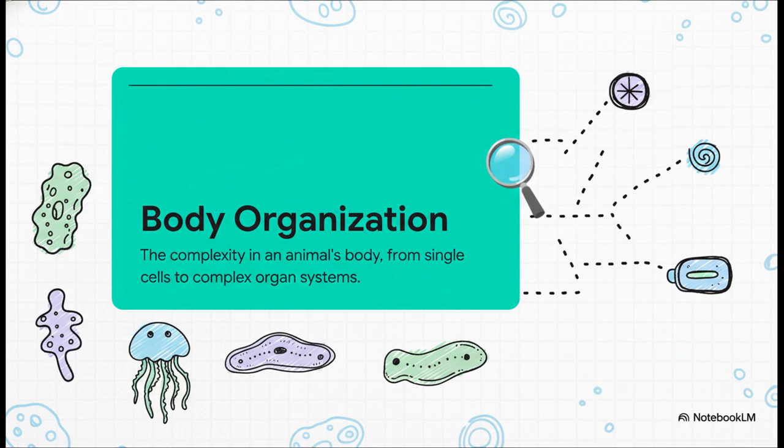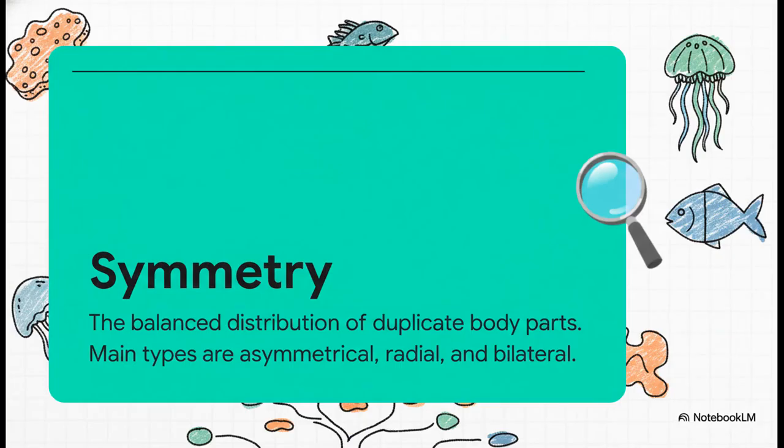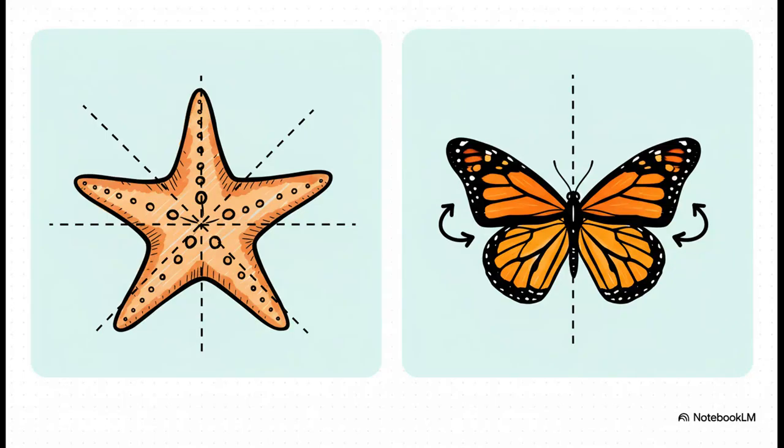It's a huge difference. Next, they look at symmetry. This is all about the animal's fundamental body plan. Can you divide it into two identical halves? If you can't, it's what we call asymmetrical. But if you can, the next question is, how? And this shows the two main types perfectly.